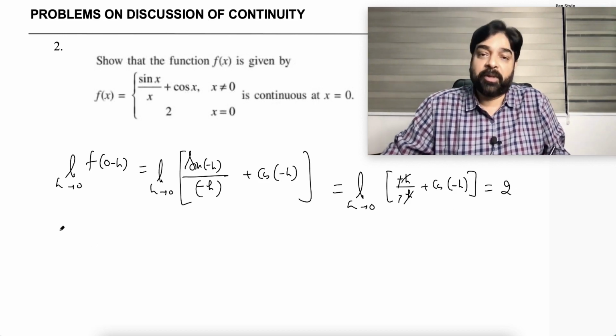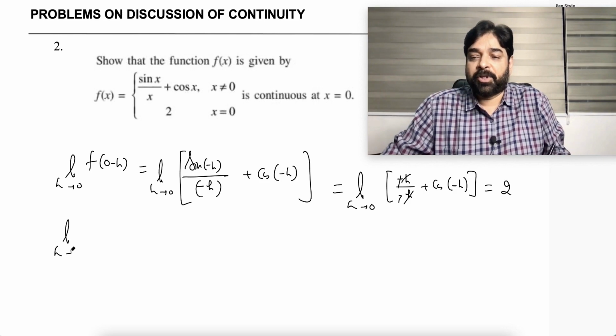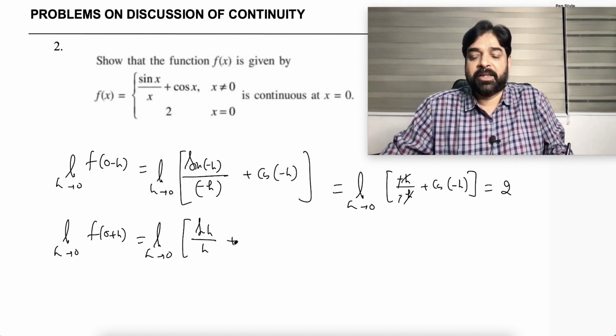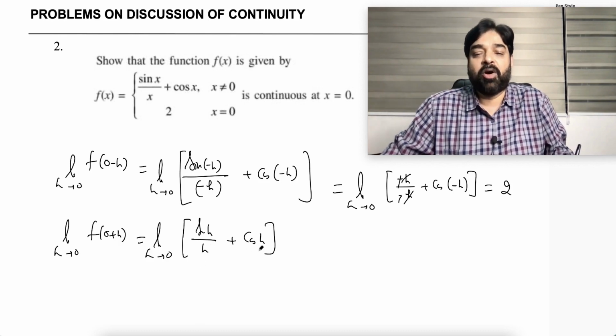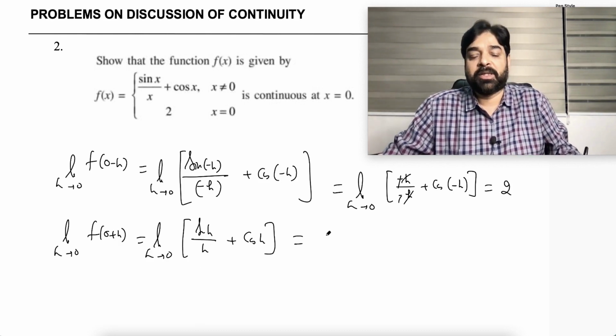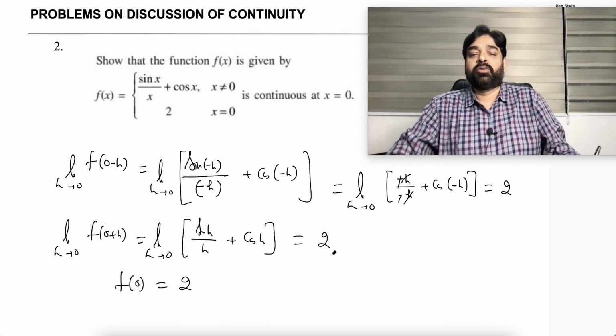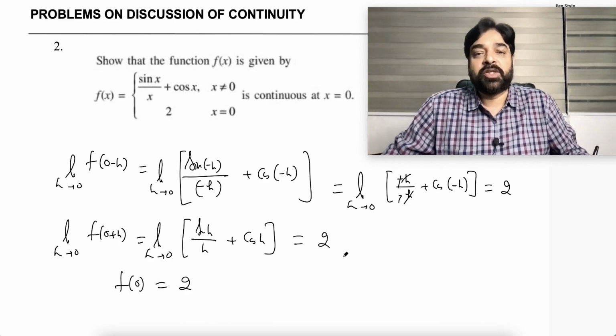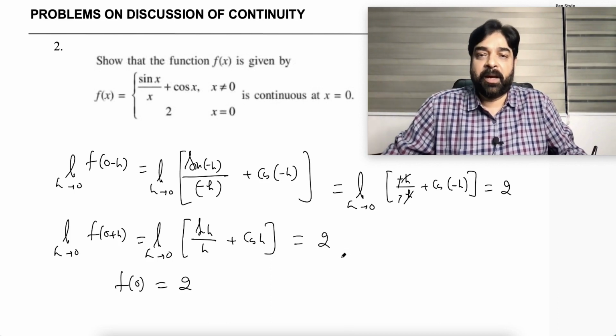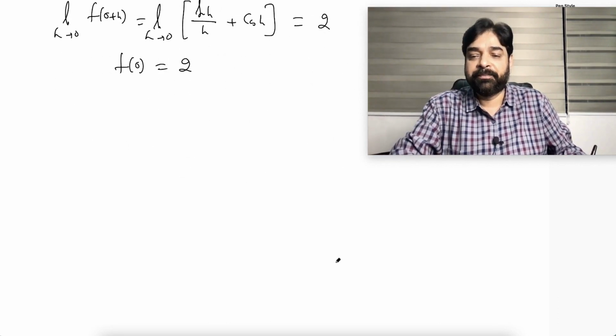And if we talk about the right hand limit, h approaches 0, f of 0 plus h. f of 0 plus h will be what? Limit h approaches 0, sin h by h plus cos h. Very simple question. Sin h by h will be what? 1. Cos h will also be 1. So 1 plus 1, 2. And f of 0 is how much? 2. So I'll say all three are equal, so this function is continuous. Am I right? Next question.